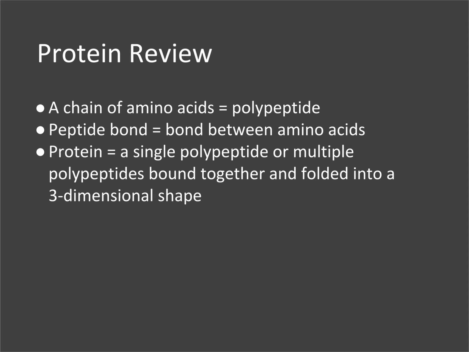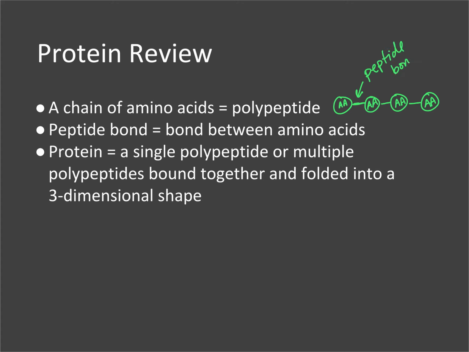It's important to note that a polypeptide itself is not necessarily a functioning protein. A polypeptide is just made up of amino acids bonded together, and this is what is formed by the ribosome during translation. Each one of these is just an amino acid bonded together to form this polypeptide, and these amino acids are bonded together by specific bonds called peptide bonds.